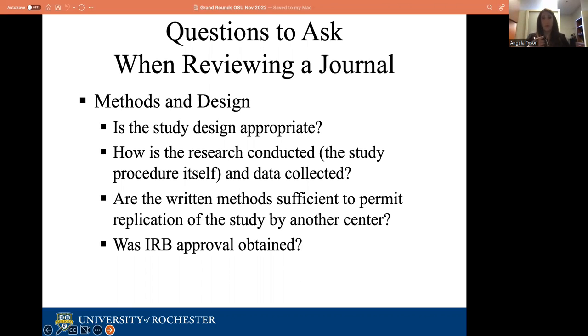If your research can't be understood well enough, or somebody could take this and say, you know what, they did like 20 patients, and I'm going to take this and I'm going to do something bigger and see if I can come up with the same thing. If somebody can't do that with what you publish, there's a problem there. And then, did they have IRB approval obtained to do this?